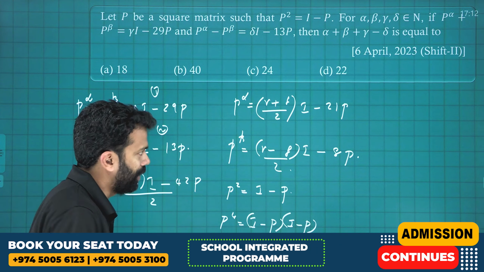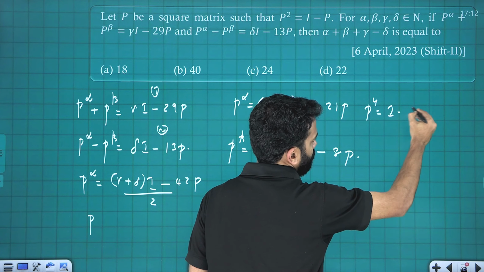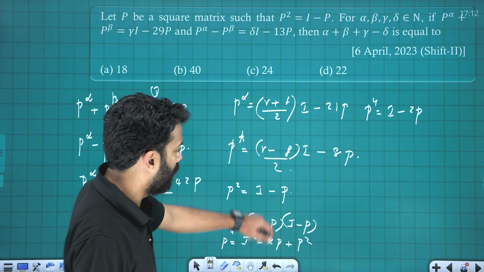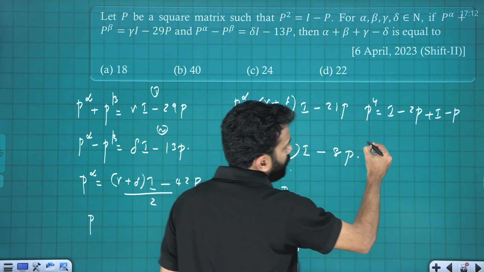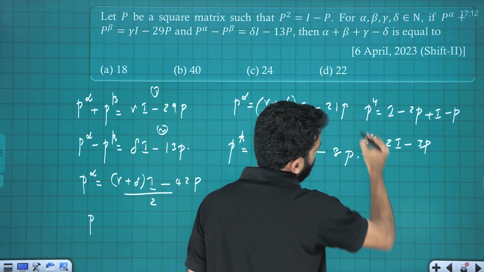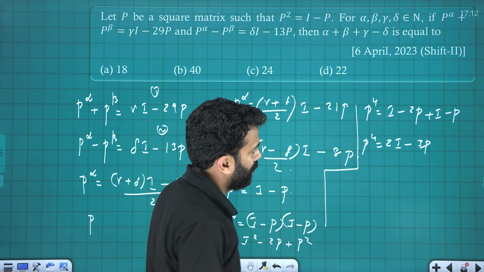Sorry, this was p raised to 4. Okay, small mistake. And p raised to 4 is equal to I square minus 2p. I square is I minus 2p plus p square, right? P square is I minus p. Okay, it is plus I minus p. Therefore, what is p raised to 4? That is 2i minus 3p. P raised to 4 is 2i minus 3p.